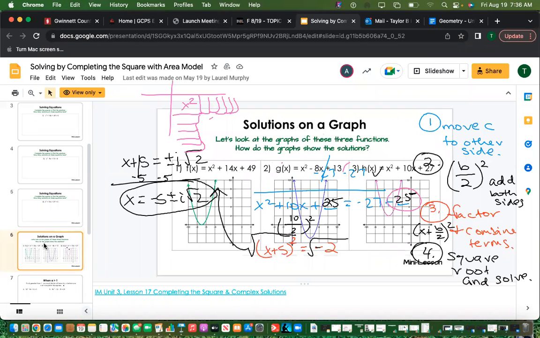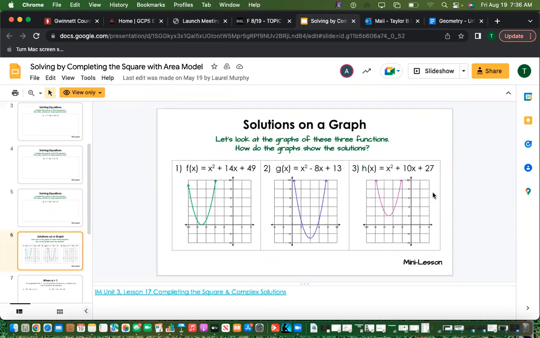All right, so let's take a look at this next part. So let's look at the graph of these 3 functions. How do the graphs show the solutions? Okay, so the first one, the answer was what? Look at your paper. -7, right? And where does it cross the x-axis? At -7. Right here, our solution was like square root of +2 and -2, right? Okay, and look at where it crosses that. Right around that area.